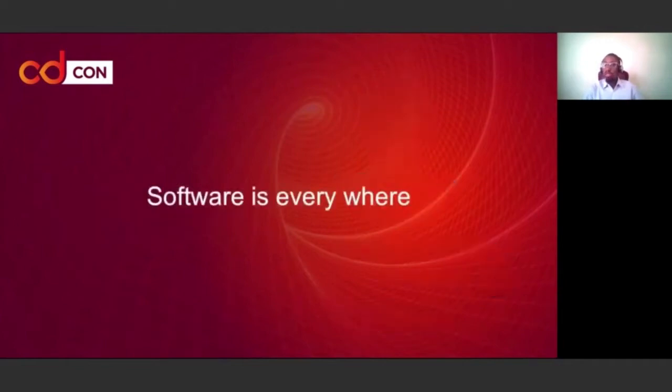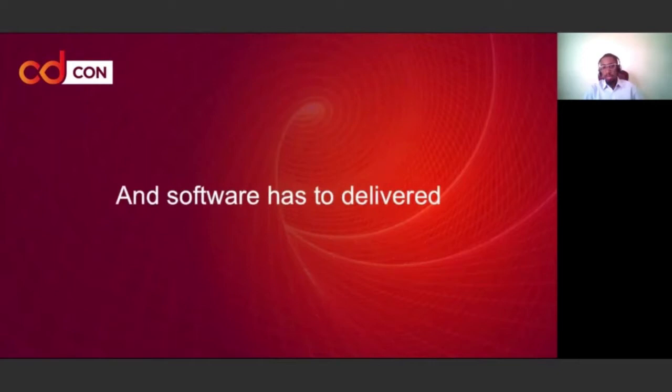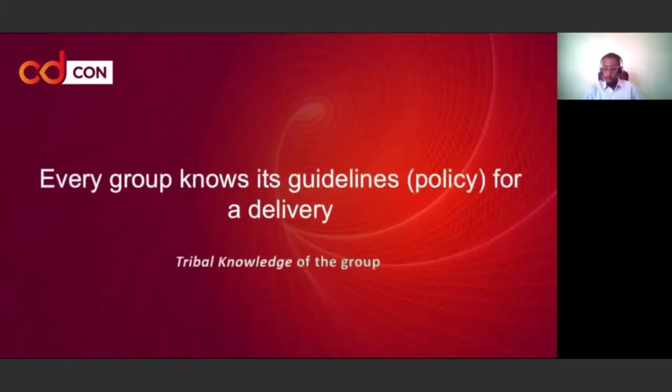So we all know software is eating the world. There's software everywhere. And as long as there is software, it has to be delivered. Delivering or deploying software usually takes a set of practices and a set of principles. Every delivery is done in line with certain practices, and those practices are well known within the group that engages in the delivery. This is what we refer to as tribal knowledge.